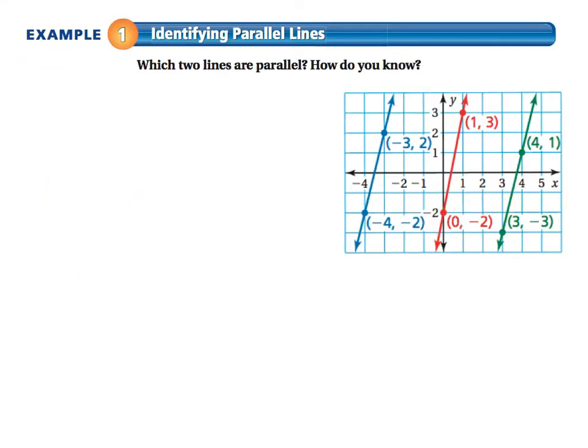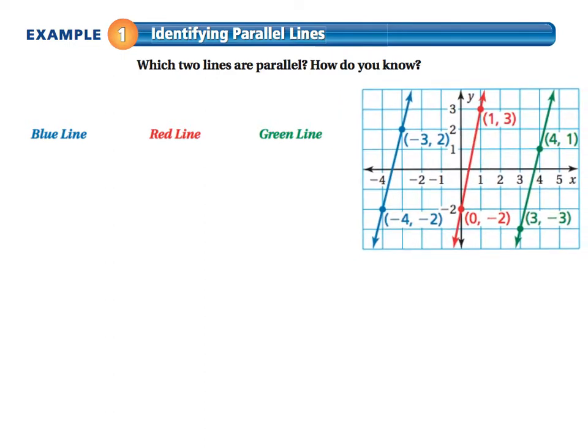So here's our example 1. Which two lines are parallel, and how do you know? Looking at this, they all look close to being parallel. But how do you know which ones are parallel? This is where you must prove it to me mathematically. So we have to find the slope of each one, since we have to determine if they're parallel.